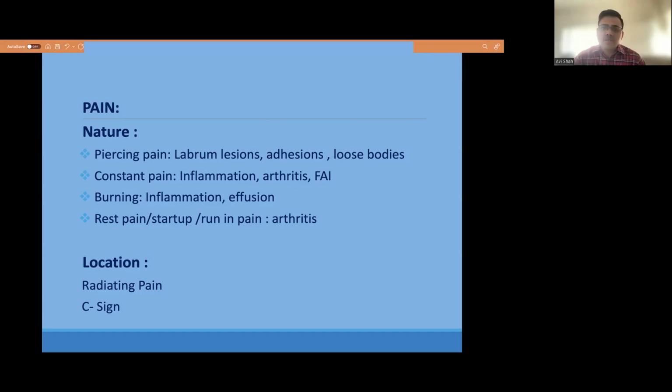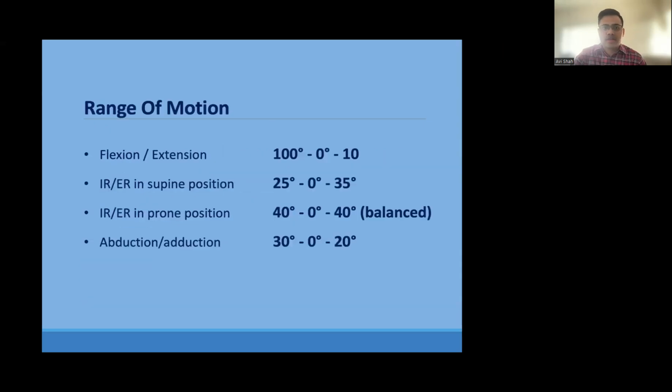A lot of these patients will have some form of radiating pain, as I've shown in the image before. And the C sign is a very classical sign when they come holding with a C around their hip. This is a very classical sign that you will see in a lot of these patients. Examining the range of motion is important. This is the basic average range of motion most of these patients should have, and deviation in range of motion or association with pain gives us that there is some pathology, either maybe intra-articular or extra-articular.